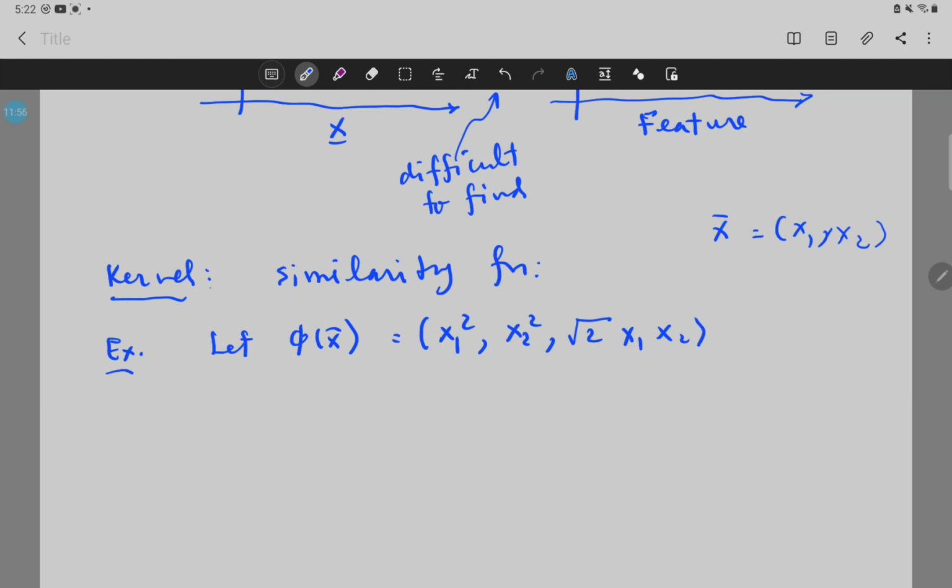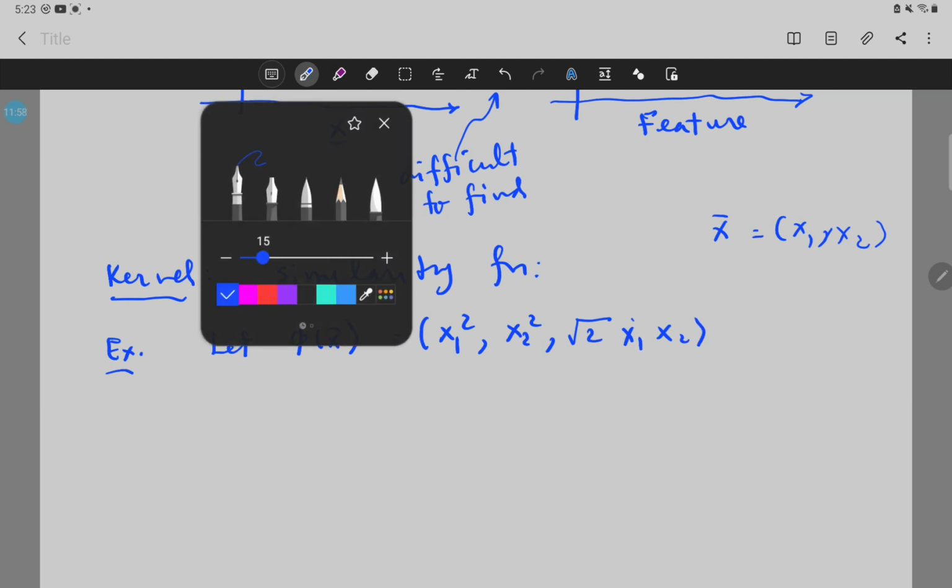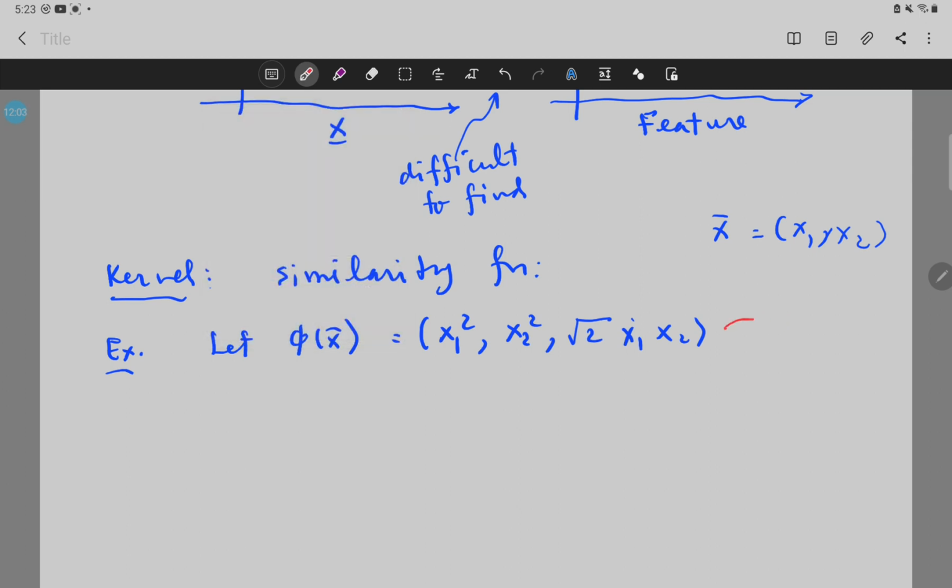You can write this in terms of a vector as well. Okay, that's fine. And this will be 3-dimension instead of 2-dimension as previously. So in a way, phi is a mapping from 2-dimension to 3-dimension.